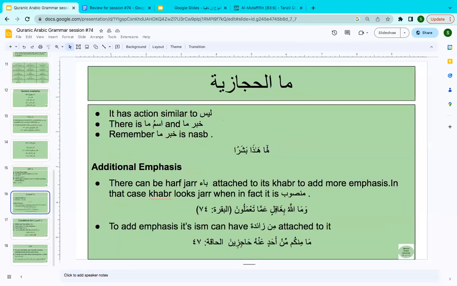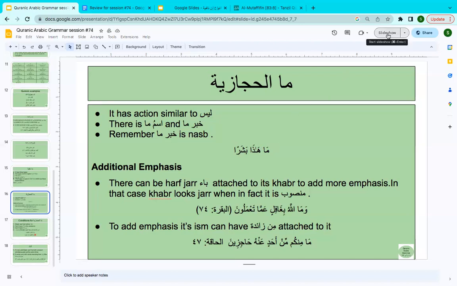So if I give you this sentence, ma al-hijaziya is a ma that acts like laysa, okay? So in this case, there will be an ismu ma and khabru ma. Does it make sense? Yes or no? There will be an ismu ma and khabru ma. So khabru ma will be what in status? Nasb in status.